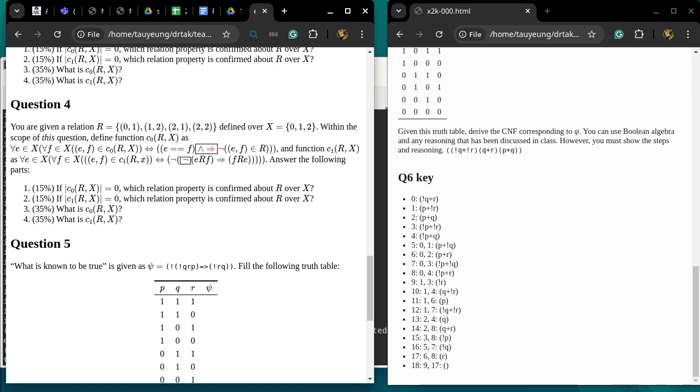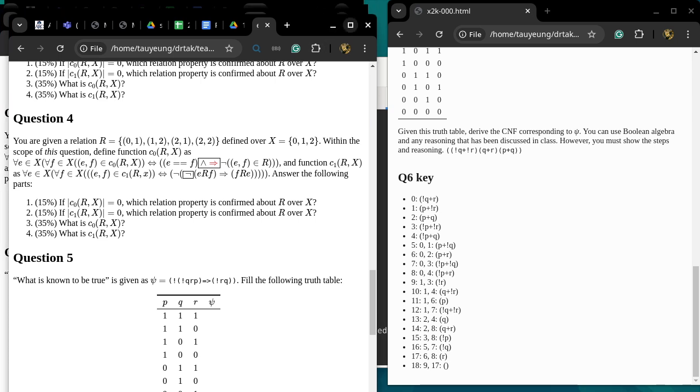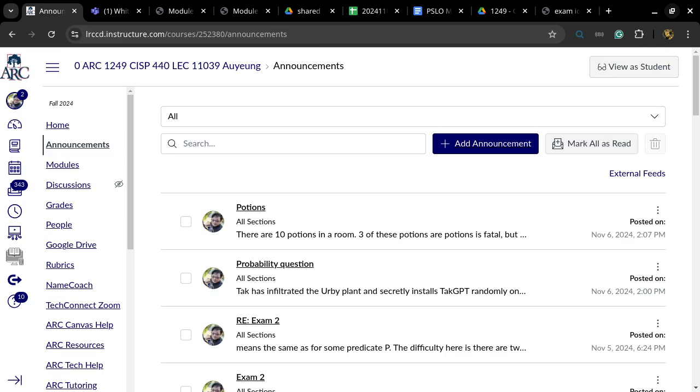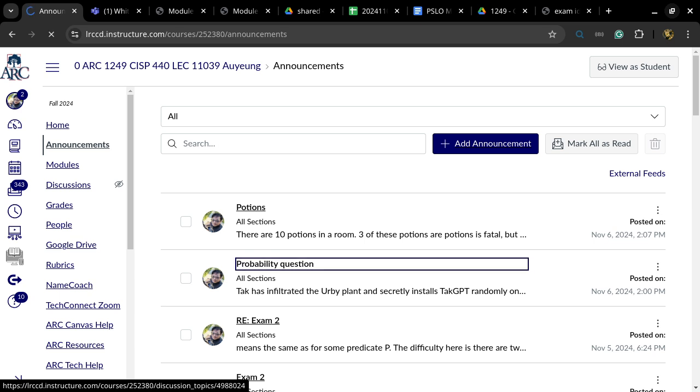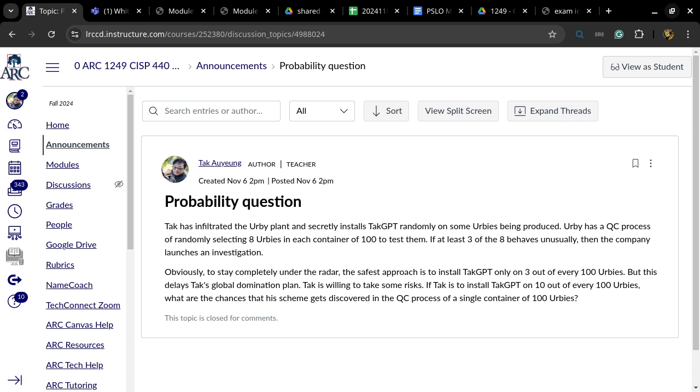All right. So the next thing I guess we should do is to revisit these questions that I gave you before exam 2. So we'll take a look at the TAC GPT problem first. Okay, so how many people still remember this question?